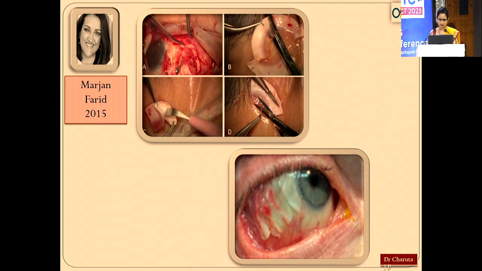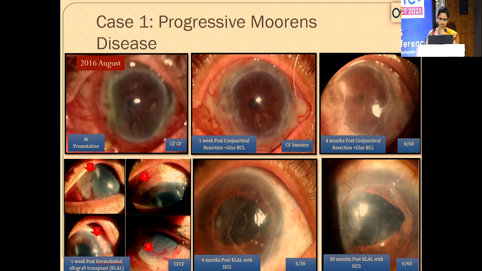Marjan Farid described another technique wherein, in the slim peripheral area, she uses multiple layers of keratolimbal allografts and fashions them very meticulously in a thin manner to make them just 50% thickness.